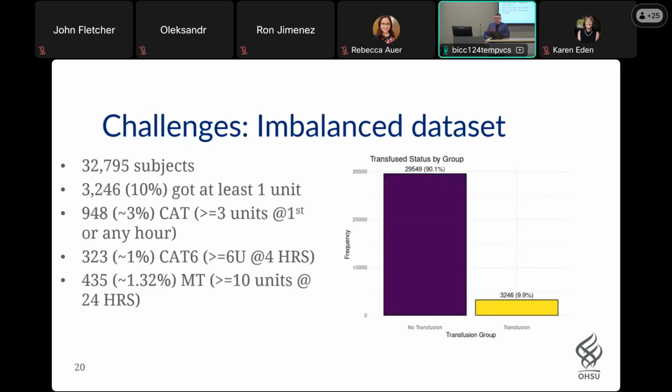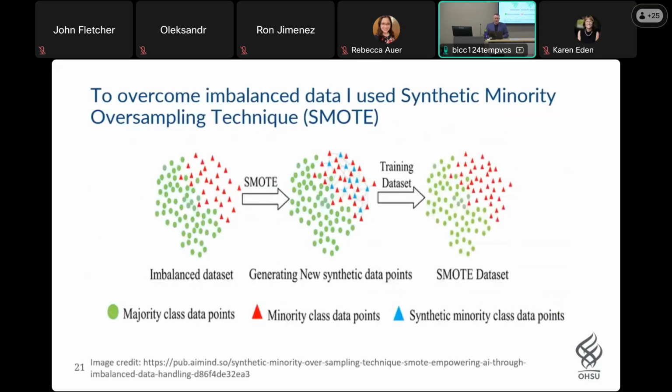So the wrong way to do it is to repeat the same cases over and over again until you match the split by 1-to-1. The reason it's wrong is because the machine will basically memorize the cases and it will not be able to generalize the knowledge. So it can recognize those people who needed transfusion in the past, but no new transfusions will be identified.